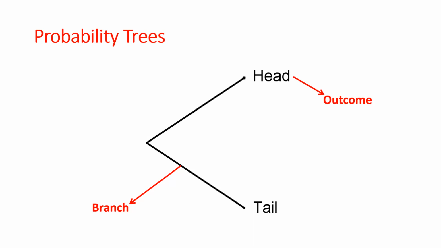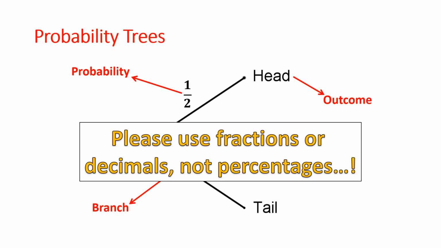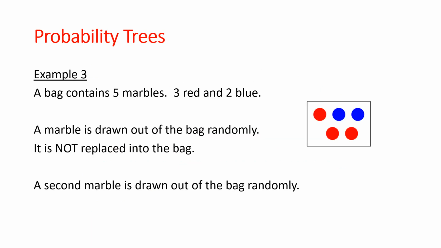All right, let's come back to the probability tree and let's talk about adding probabilities to the branch, which is the number that represents the probability for that outcome. Please use fractions or decimals, not percentages, on probability trees.